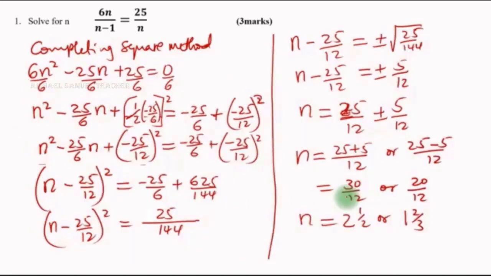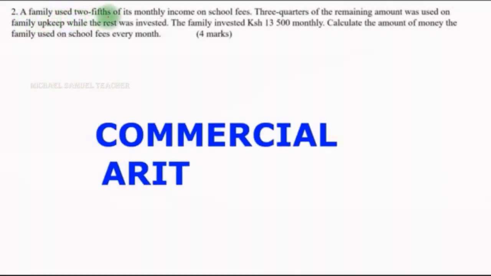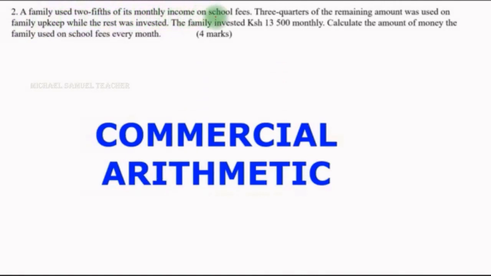And we look at the other question. A family used 2/5 of its monthly income on school fees. 3/4 of the remaining amount was used on family upkeep, while the rest was invested. The family invested 13,500 shillings monthly. Calculate the amount of money the family used on school fees every month.